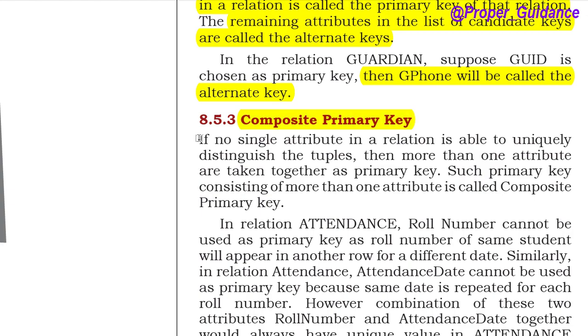And next one, composite primary key. If no single attribute in a relation is able to uniquely distinguish the tuples, then more than one attribute are taken together as the primary key. Such a primary key consisting of more than one attribute is called a composite primary key.